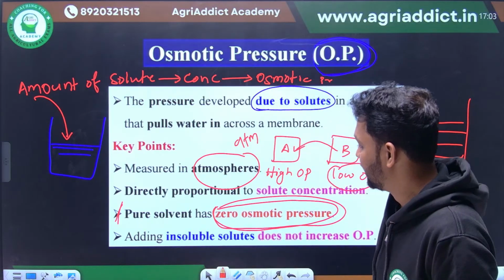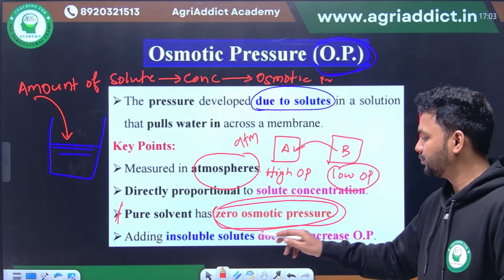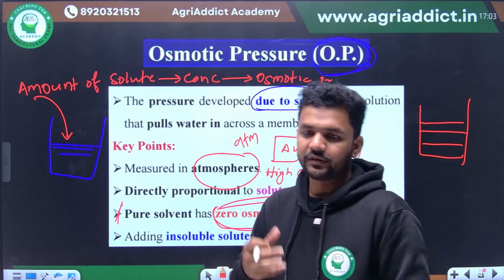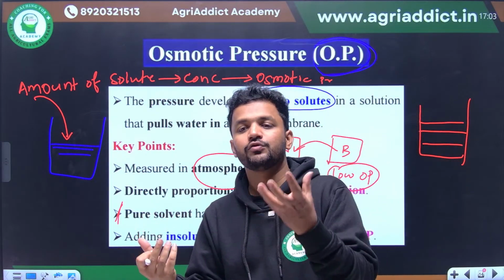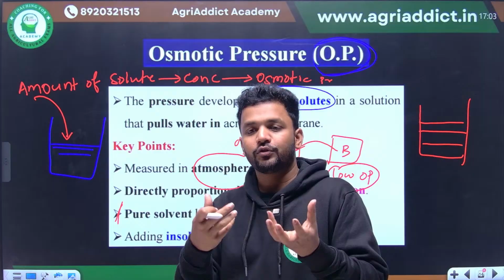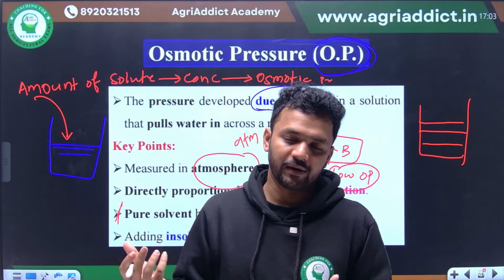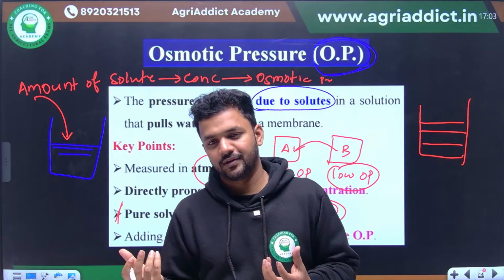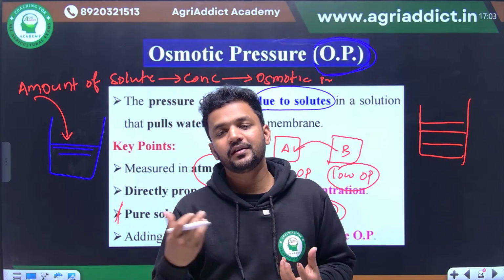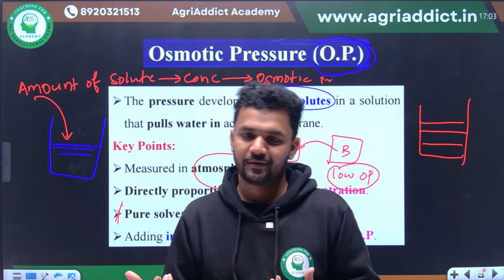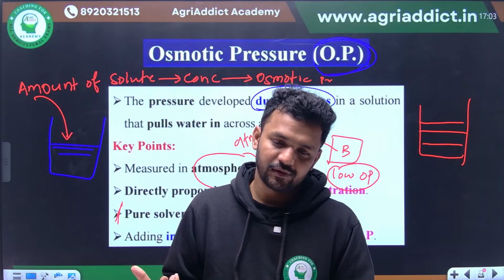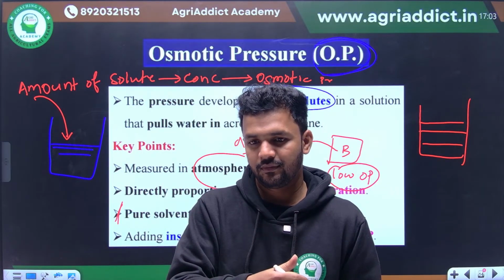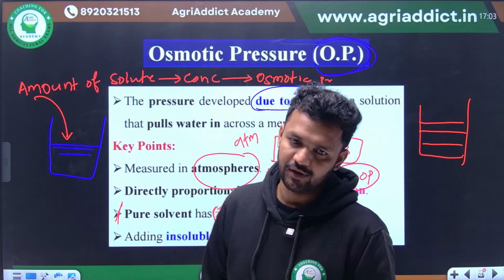Okay, let it be. If we add insoluble solutes, it does not increase osmotic pressure, because insoluble means it does not get homogenized with the solvent. So it will do nothing to the solvent and will not increase its concentration. It will settle down, the water will remain pure and will move, so there will be no change in osmotic pressure.